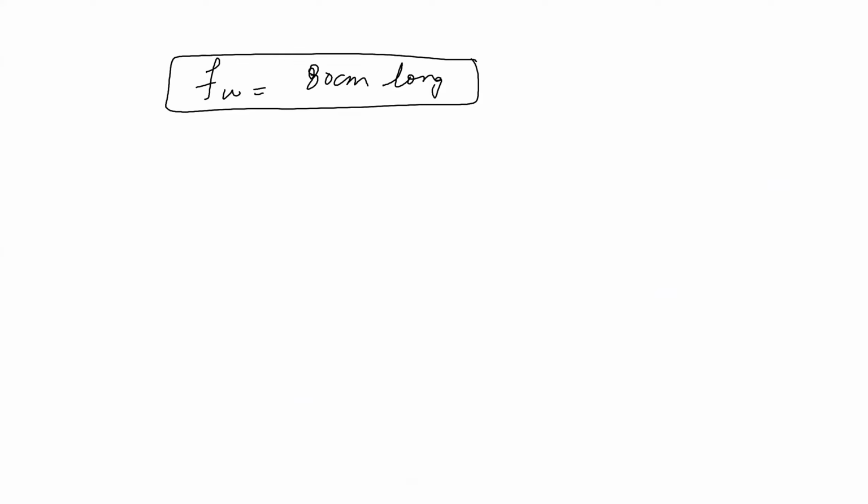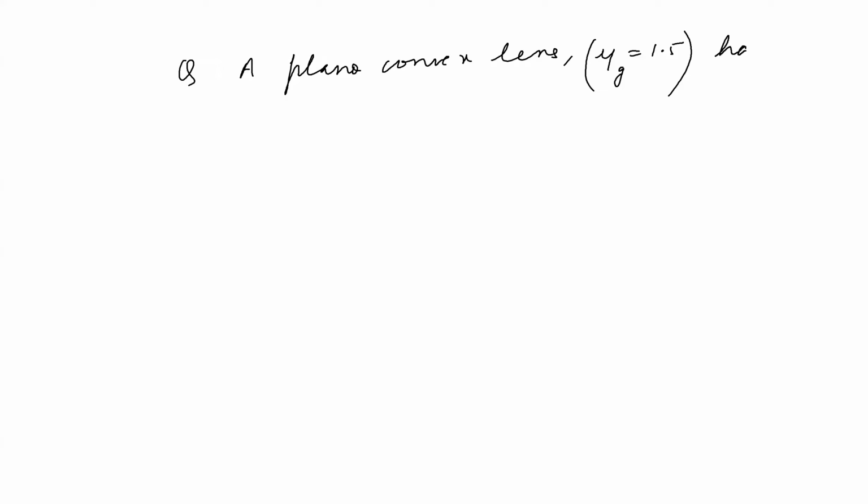Understood? Now let's have a look at the next question. It says a plano convex lens with mu equals 1.5. Basically, this is the mu of the glass with which the lens is made. It has a radius of curvature of 10 centimeters.